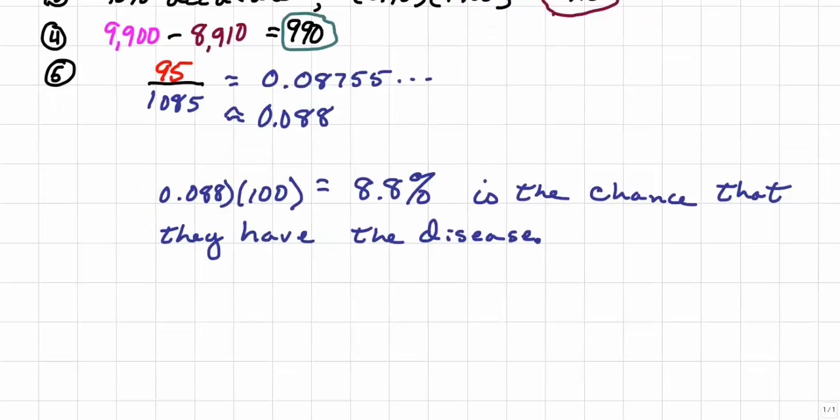So, as I said, 8.8% is the chance that they have the disease. And that's how we do this particular problem.